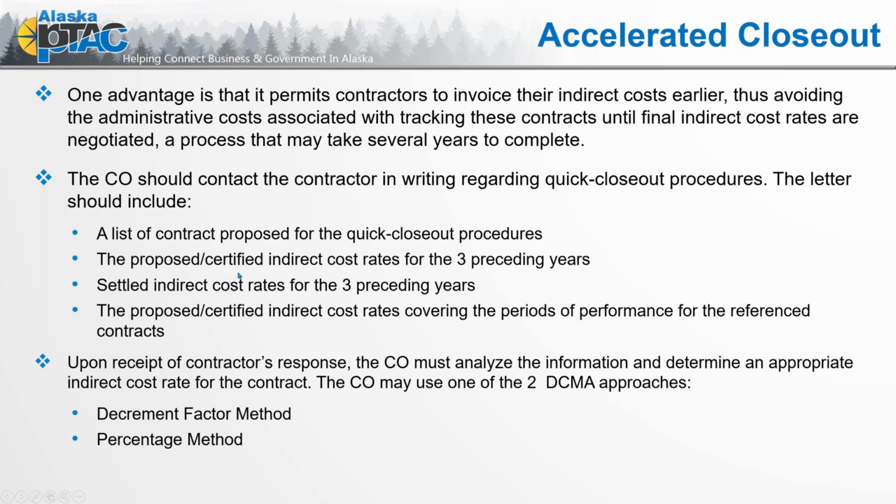So this, both the certified indirect and the settled indirect. So this is what we're proposing, this is what we're willing to take. So it's kind of the beginning of that let's-negotiate process. And of course, those indirect costs covering the periods of performance for the referenced contracts. So, and this is pulled right out. It looks like it's the same thing, but truly this is that process.